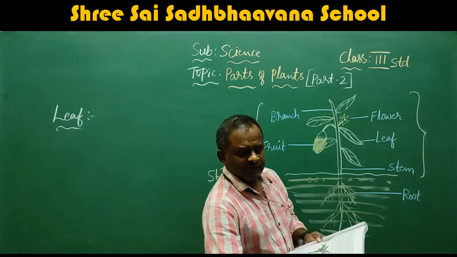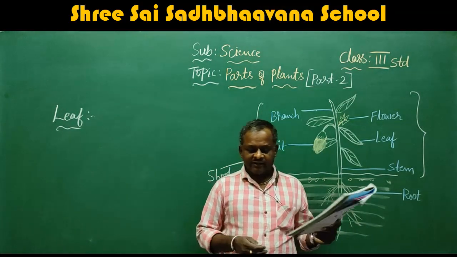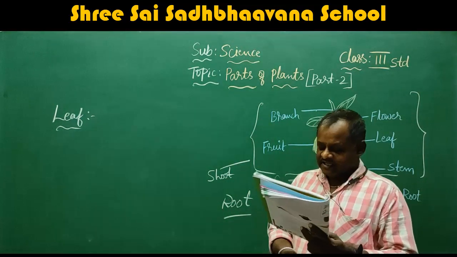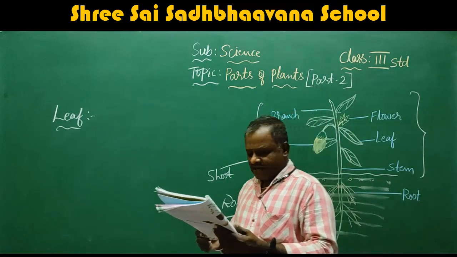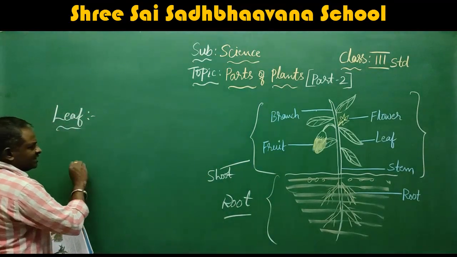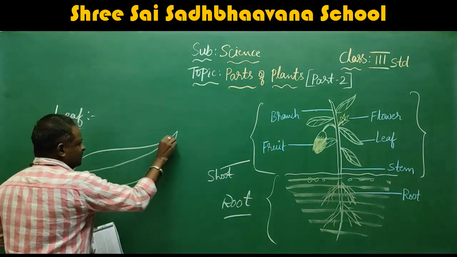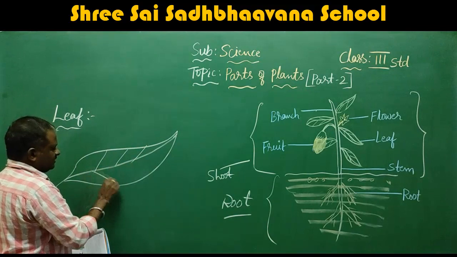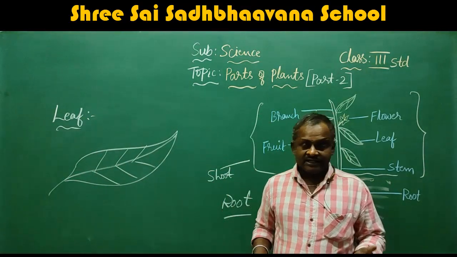Next, the veins carry water to the leaf. What are the functions of these veins? They carry water to the leaf. On the underside of the leaf there are tiny pores called stomata. You know very well what the stomata are. They are below the leaf. What is the function of the stomata? The breathing.